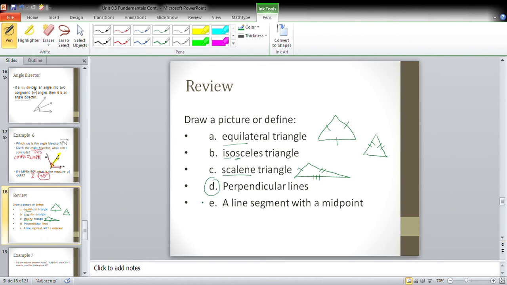Perpendicular lines, it's been a little while since we talked about that. Perpendicular, right? It's that upside down T, that's our symbol for it. It means 2 lines that intersect to make right angles, right? 90-degree angles. A line segment with a midpoint, right? So again, if I have a line segment and it has a midpoint, it's in the middle, and these two parts are going to be congruent.